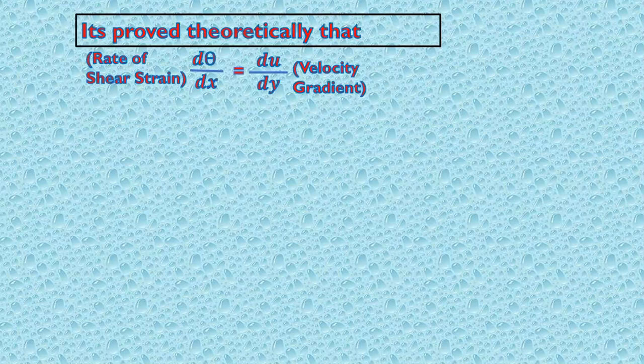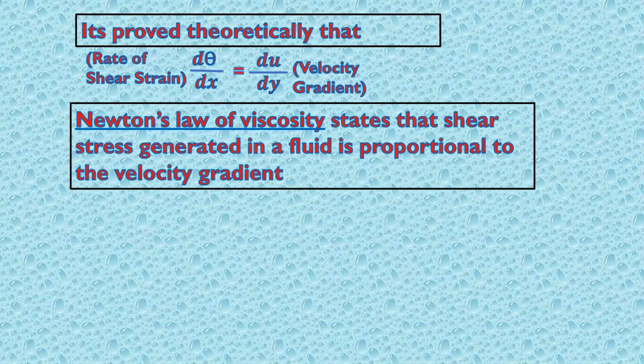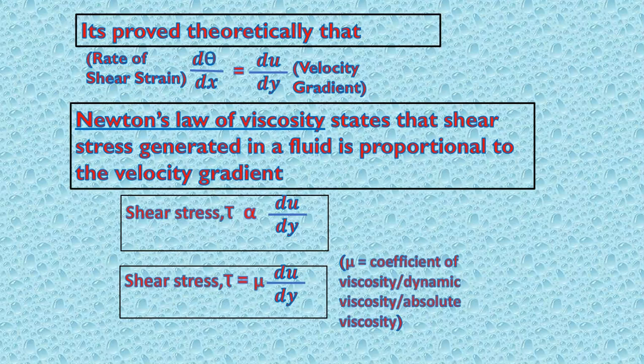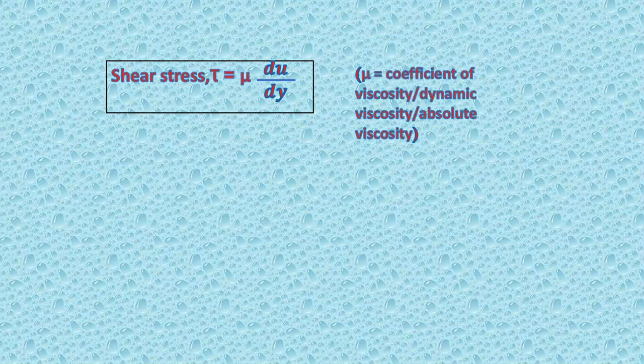Now it is proved theoretically that the rate of shear strain, that is d theta by dx, equals du by dy, that is the velocity gradient. Newton's law of viscosity states that shear stress generated in a fluid is proportional to the velocity gradient. That is, shear stress tau is proportional to du by dy, and removing the proportionality you get tau equals mu du by dy. Now shear stress tau equals mu du by dy, where mu is the coefficient of viscosity or dynamic viscosity or absolute viscosity.